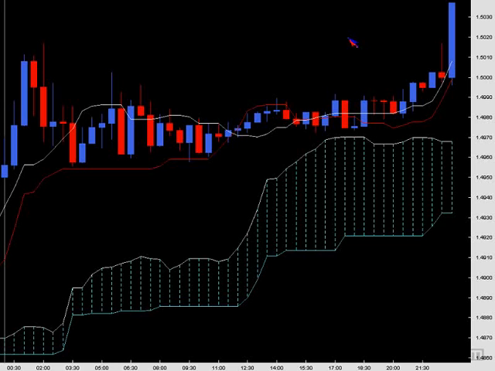The Tenkan Kijun cross is a trending type system, and one of the things it does is actually get you in the trend before you've cleared that kind of final hurdle of support or resistance. The crossover happened well over here, well before we had cleared the previous price action high. This is a very common thing with the Tenkan Kijun cross. It does a very good job at getting you in just before we eclipse that final price level.